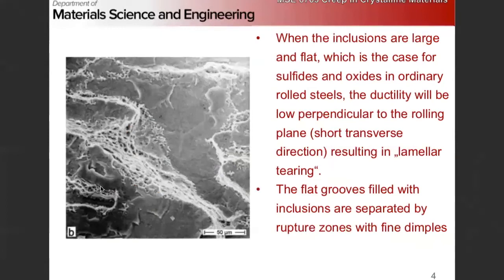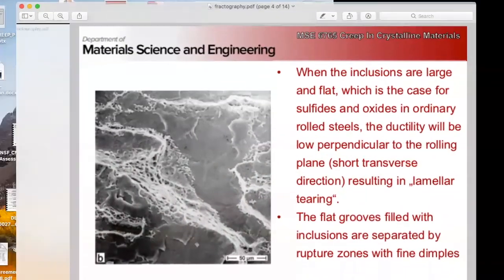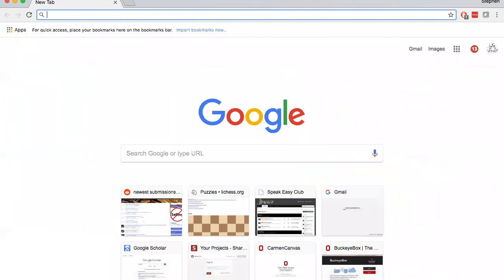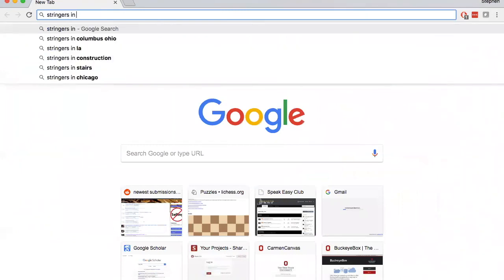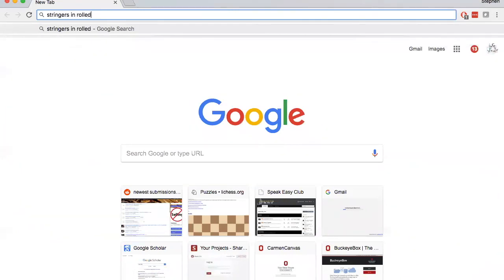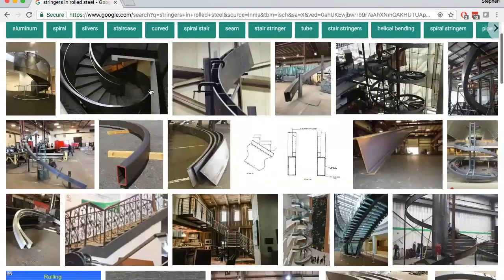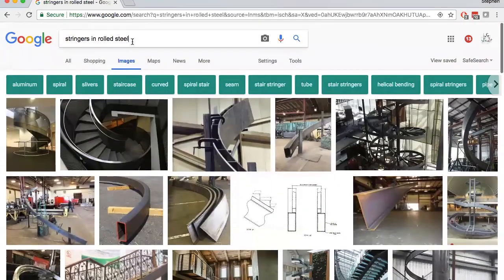Right? These are called stringers in steels, in rolled steels. If you look at a cross section, actually, through the magic of the internet, I should have thought to put a figure there, but I can just pop it up. Right, Google image search. That's not what I want.